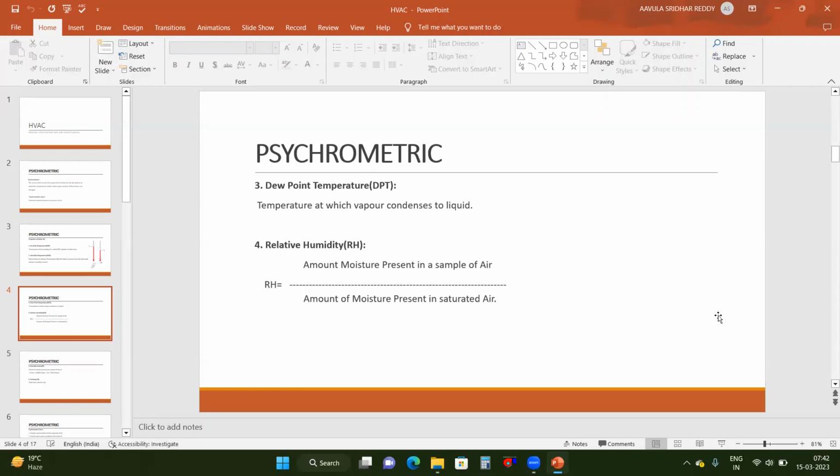So for example, if the humidity is 50% or if the humidity is 80%, we can say that the moisture content present in the air is 50% or 80%. So it is just the amount of moisture which is present in the air, that is called relative humidity. So the formula is the amount of moisture present in a sample of air divided by the amount of moisture present in saturated air. Okay.